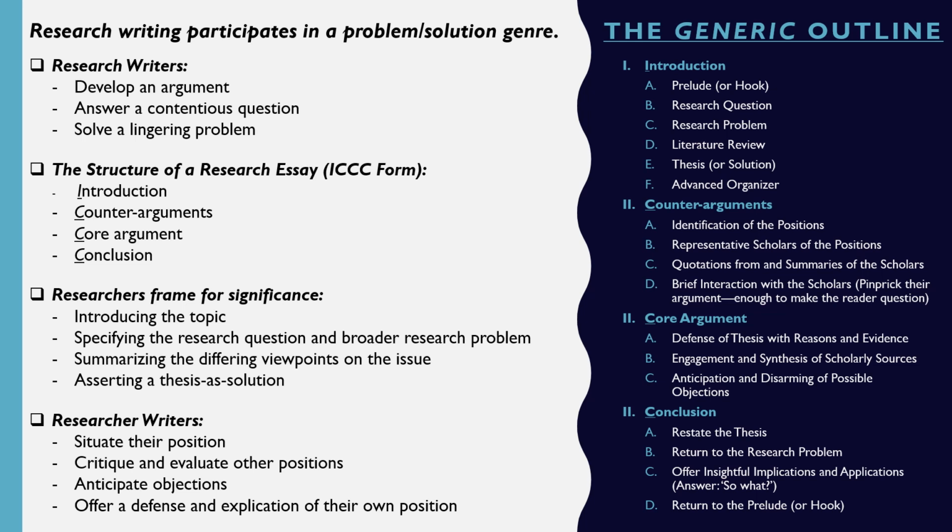Researchers generally structure a research essay in 4 sections: introduction, counterarguments, core argument, and conclusion, ICCC form, which can and should be adjusted and organized according to the topic and the target reader's needs. Researchers frame for significance by introducing the topic, specifying the research question and broader research problem, summarizing the differing viewpoints on the issue, and asserting a thesis as solution followed by a brief list of reasons for recommending the thesis. Writers also define the key terms of their question and involved issue.